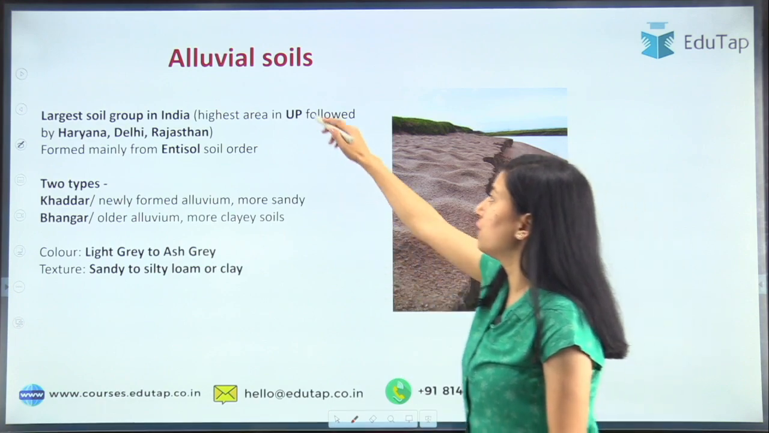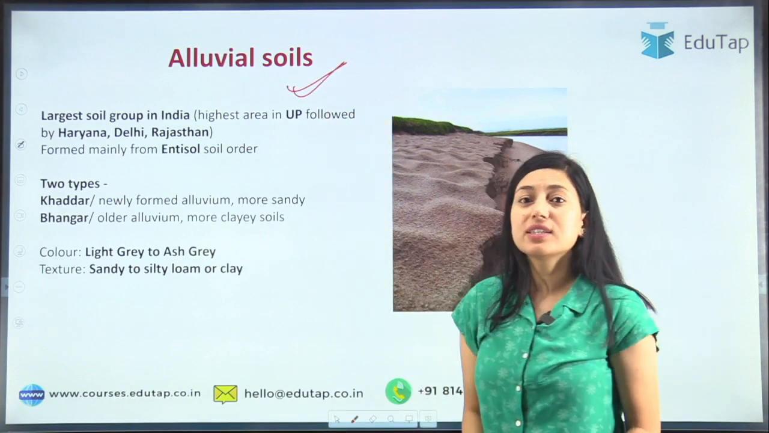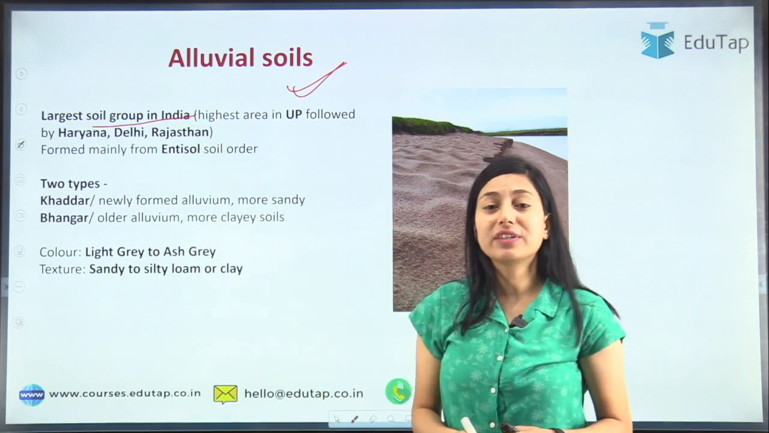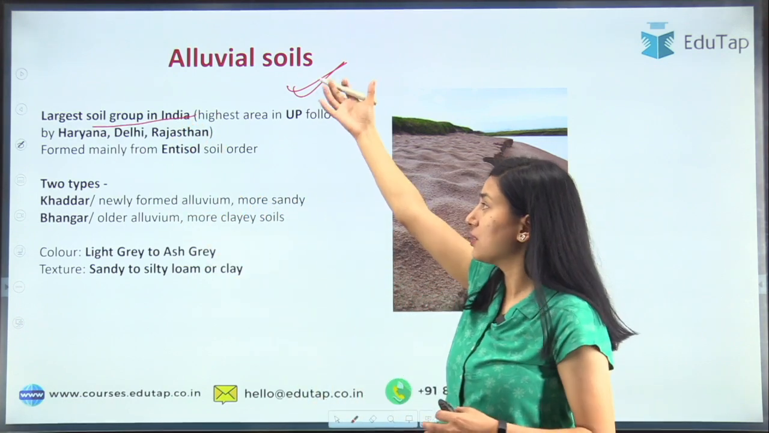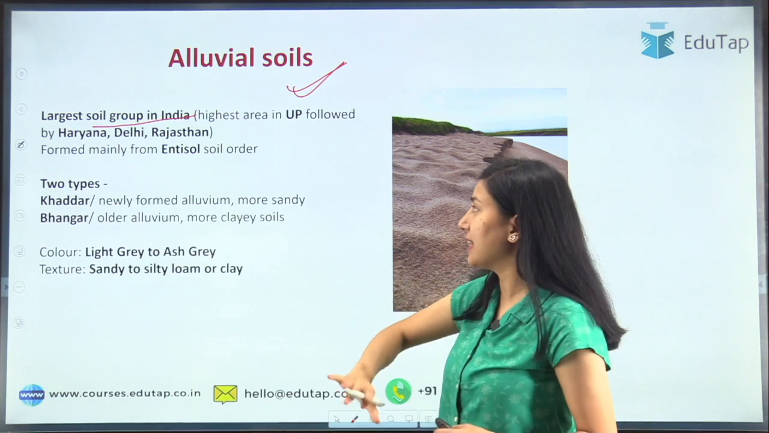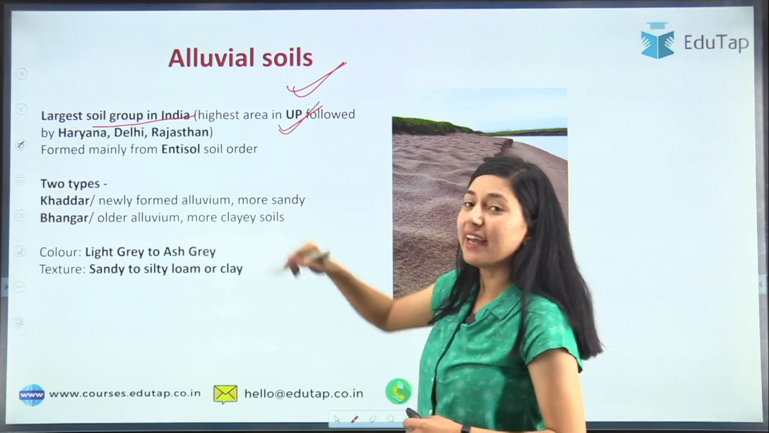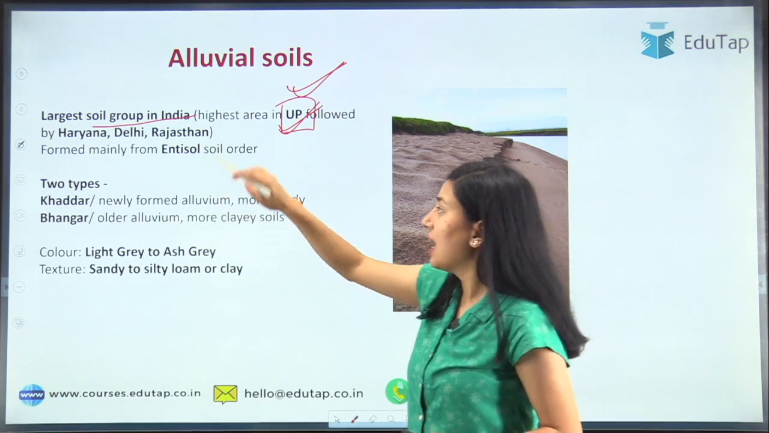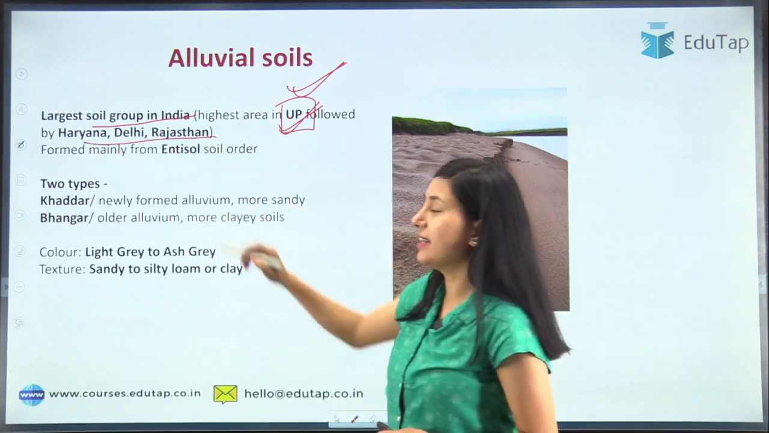First is your alluvial soils. Students, alluvial soil is the largest soil group present in India, and its highest area is in Uttar Pradesh, followed by Haryana, Delhi, and Rajasthan.